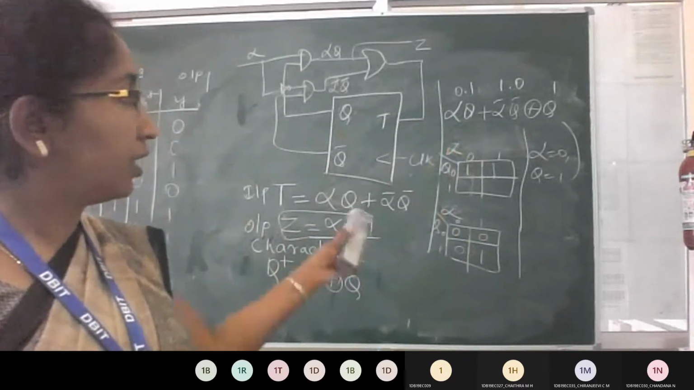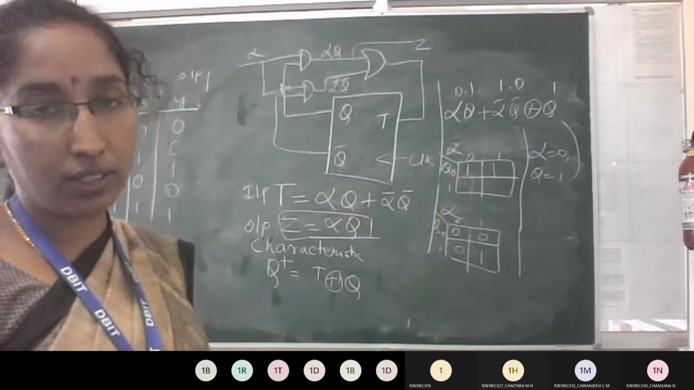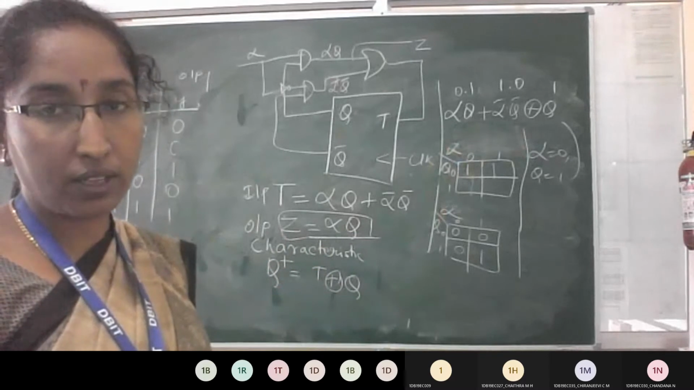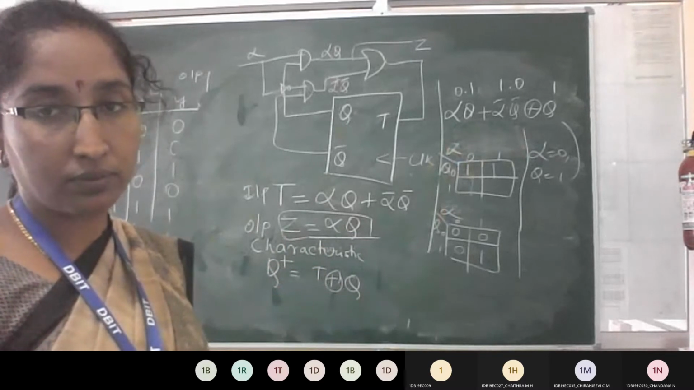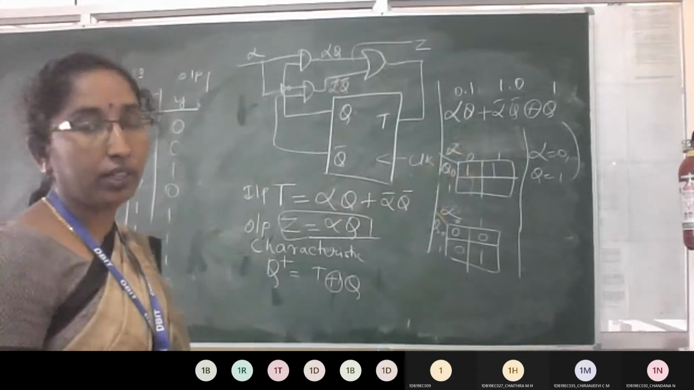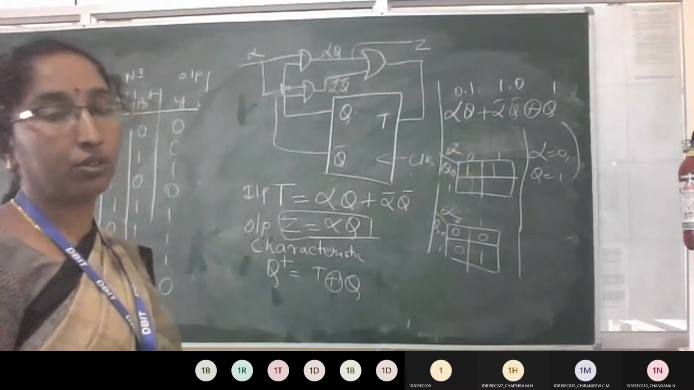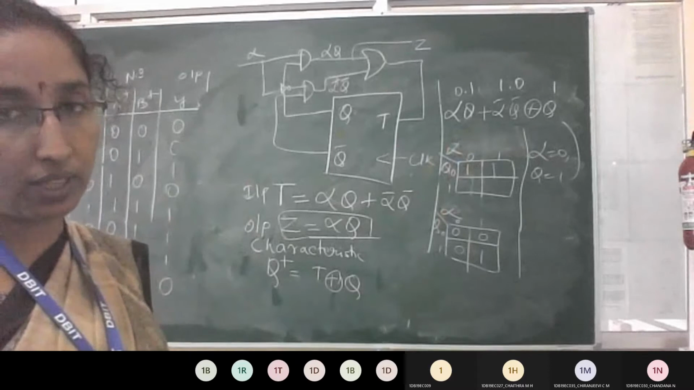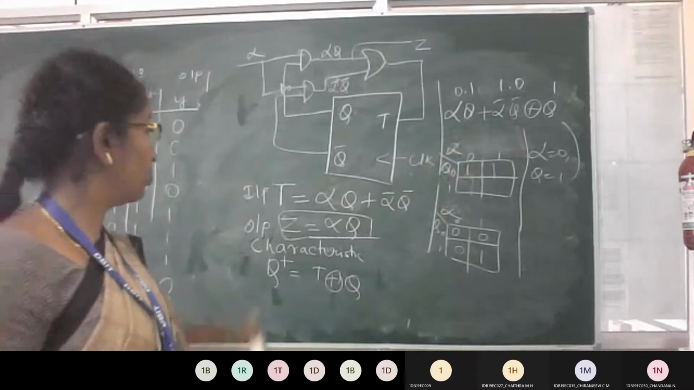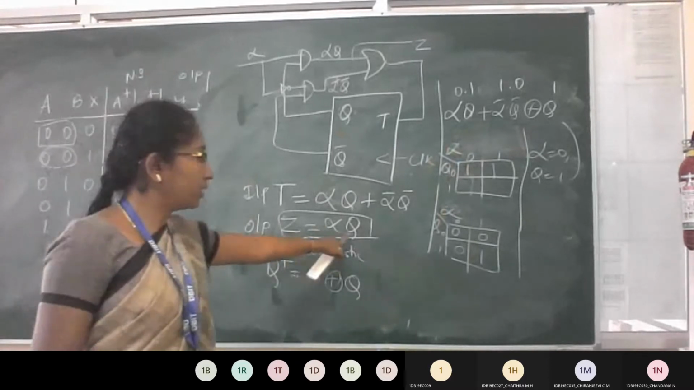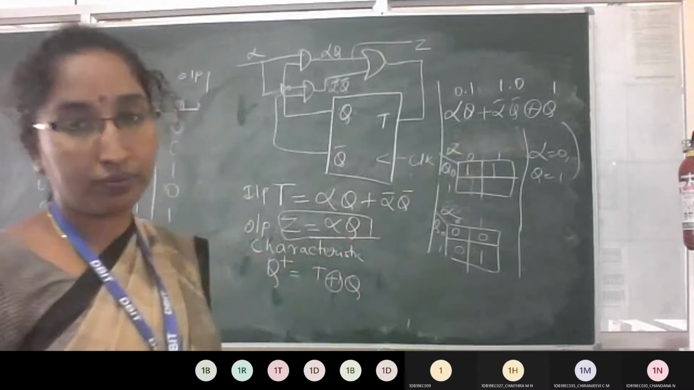Next, here you need to take the states A and B, each of one bit. Then you need to draw the state diagram, a Mealy state diagram, because the output depends on the input as well as the flip-flop output.